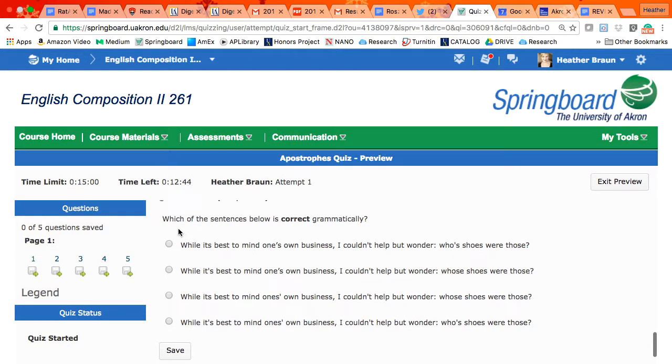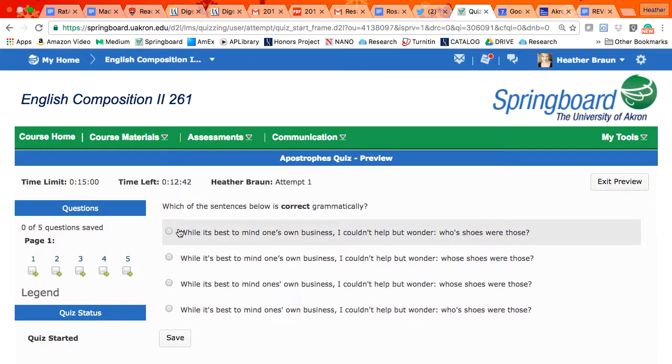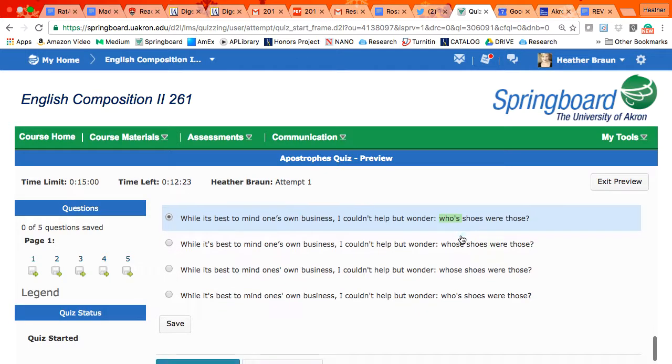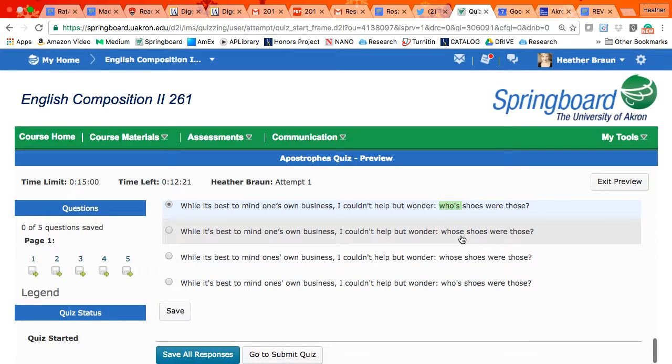Which of the following sentences below is correct grammatically? You just need to go through each one and ask if it's the correct version of "it is" or "its", and if it's the correct version of "who is" or "whose". So "who's" is the contraction, who apostrophe s, and "whose" is possession. You just want to ask yourself if it's a contraction by saying the contraction out loud to check it.